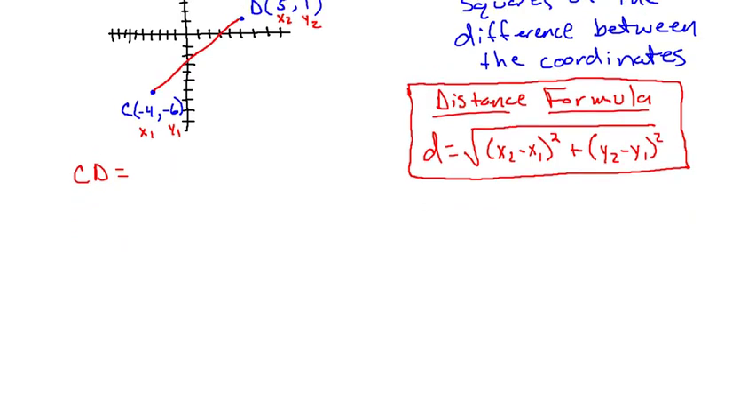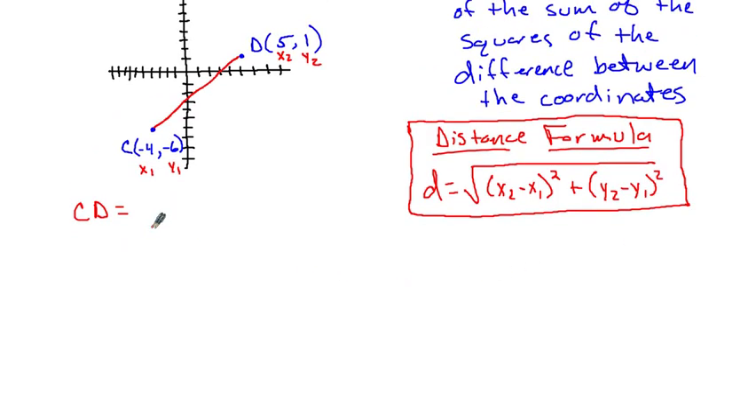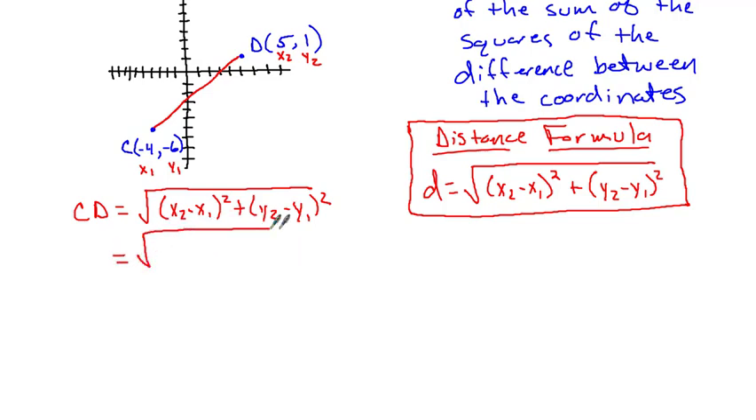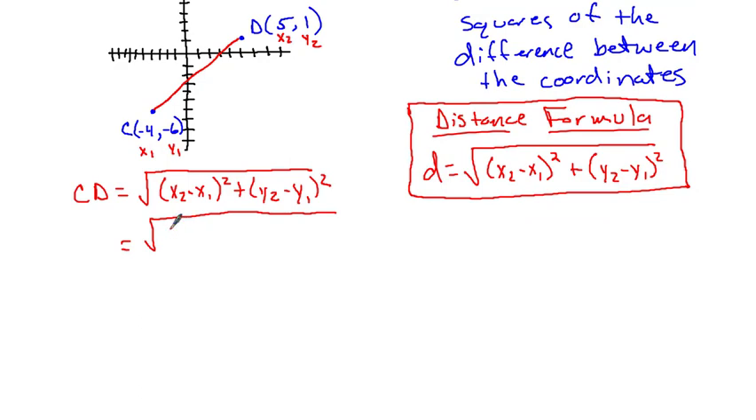So we're going to find out how long is segment CD. Well, we're using our distance formula. Remember, (x2 minus x1) squared plus (y2 minus y1) squared. That's our distance formula. So we're just going to substitute everything into that. So x2 is 5 minus -4, squared, plus y2 is 1 minus -6, squared.